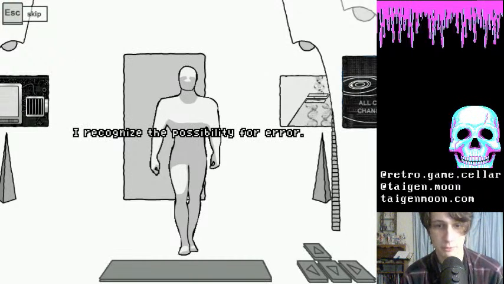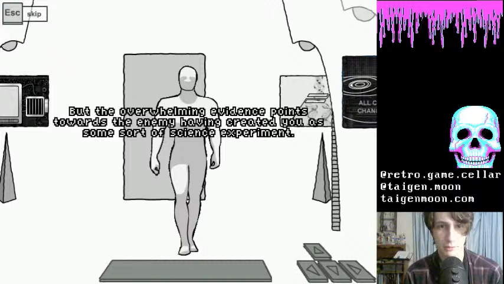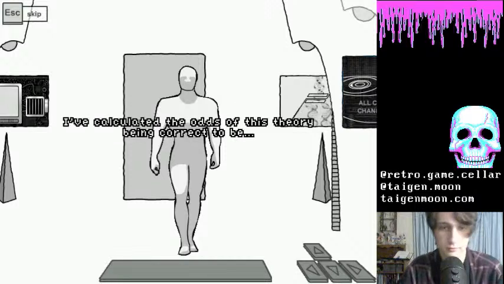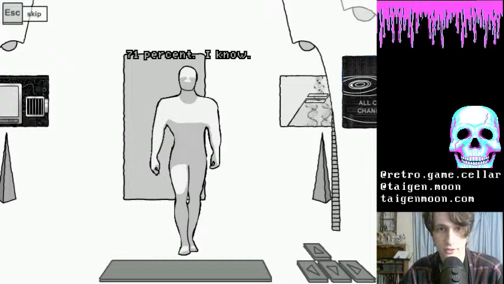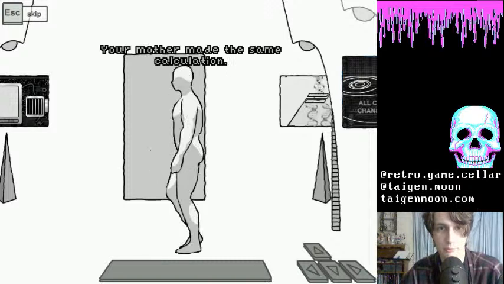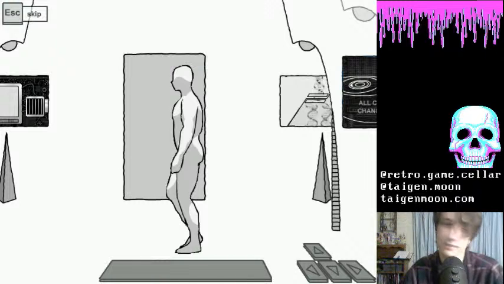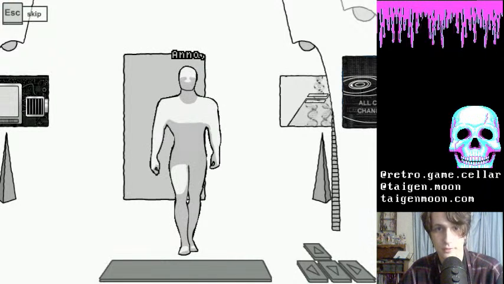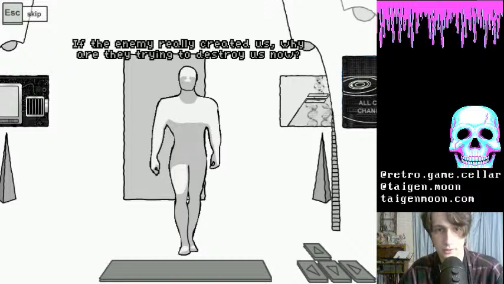I recognize the possibility for error. But the overwhelming evidence points towards the enemy having created you as some sort of science experiment. I've calculated the odds of this theory being correct to be... What do you mean calculated the odds? 71%, I know. Have they had this conversation? But your mother made the same calculation. Anna, yes, hero? If the enemy really created us, why are they trying to destroy us now?